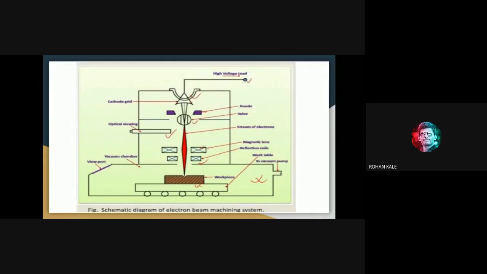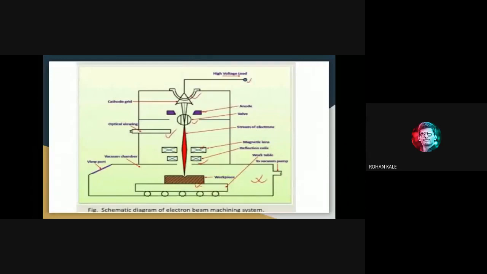That is the electron beam machining. Please remember, the machining chamber should be a vacuum chamber. That vacuum should be there in your machine chamber, so due to that it is called a vacuum chamber. In this diagram also, the cathode used is a tungsten cathode.